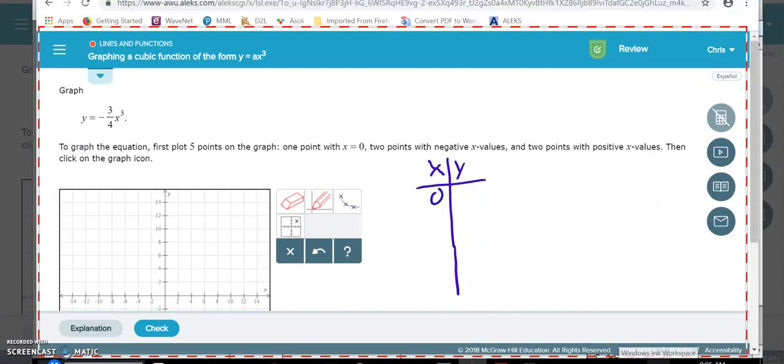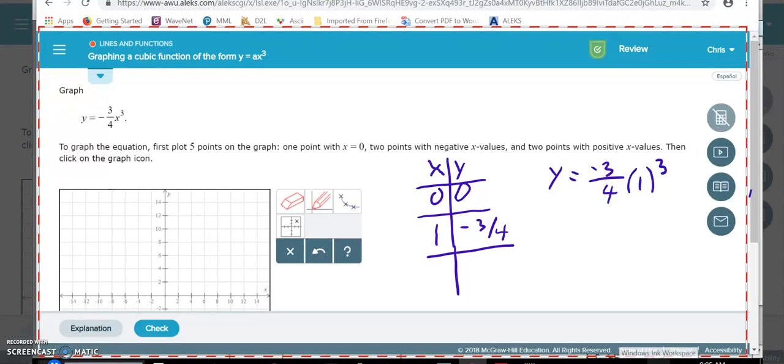It's always an easy one to work with because no matter what, you don't worry about that coefficient, because negative 3/4 times 0 cubed is still going to be 0. Let's plug in 1, and let's not worry about the fact that we'll have a fraction when we're done. We can plot the fractions in ALEKS by typing in the ordered pairs. But if x is equal to 1, then y is equal to negative 3/4 times 1 cubed. Well, 1 cubed is just 1, and negative 3/4 times 1 is negative 3/4.